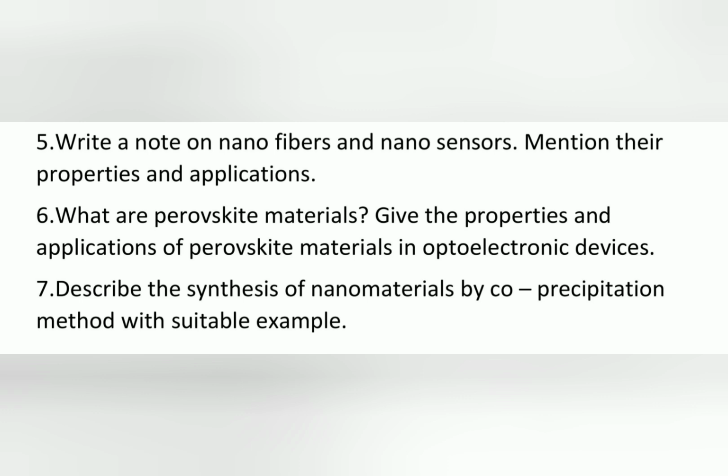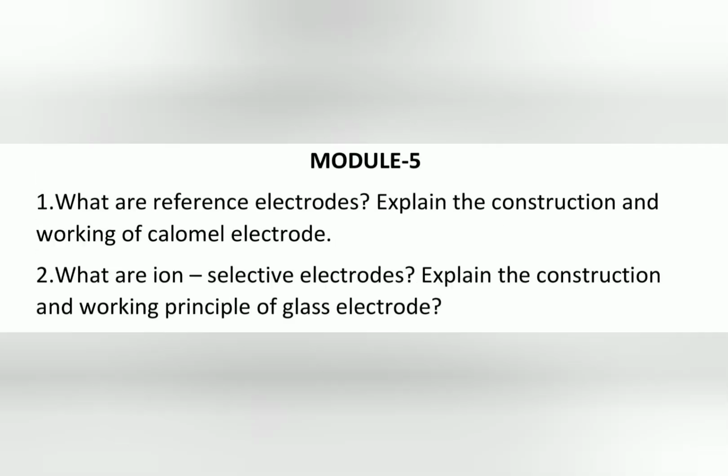The sixth question is what are perovskite materials, give the properties and applications of perovskite materials in optoelectronic devices. The last question is describe the synthesis of nanomaterials by co-precipitation method with suitable example. These are the important questions in Module 4. Next I go with the last module.